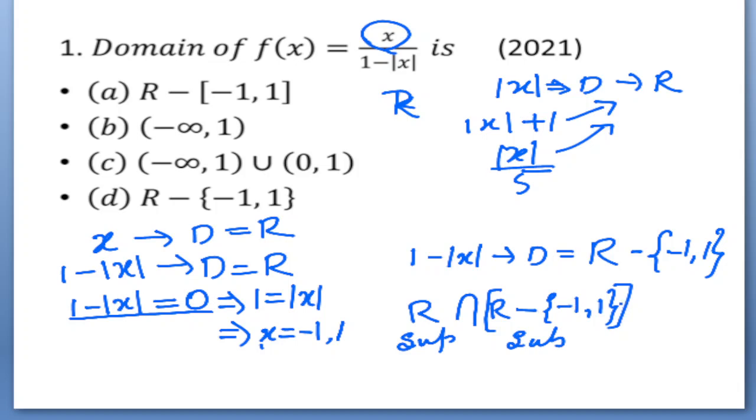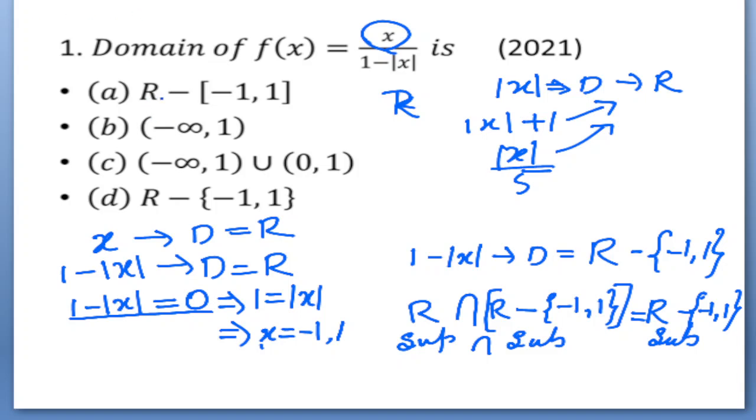Here 2 values are excluded. That means this becomes the subset. So we know that the intersection of a superset and subset is the subset. So for this, the domain is set of all real numbers excluding minus 1 comma 1. This is our answer, friends. Here only two values we need to exclude, that is minus 1 and 1. So we should be very careful while choosing our answer.